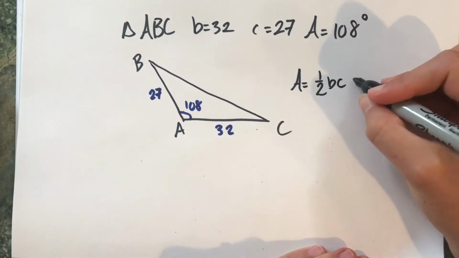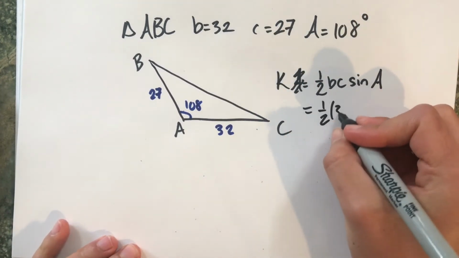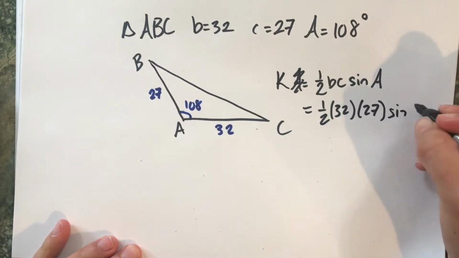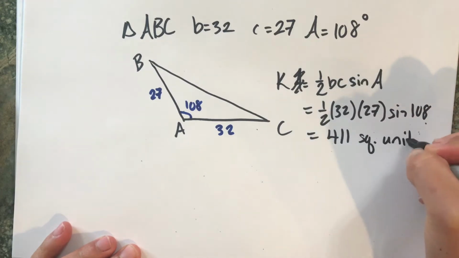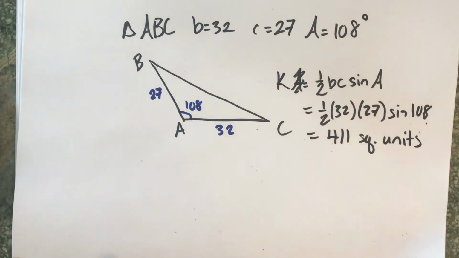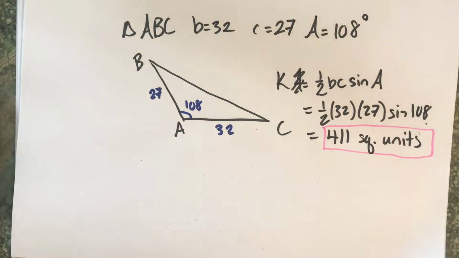Okay, so we're going to have the area, which we usually call K right there. I wrote it as A first. So K is equal to 1/2 BC sine A. So I just plug in what I know, 32, 27, 108, and I end up with 411 about. So that's 411 square units is the area for this triangle. Okay, we're done with that one.